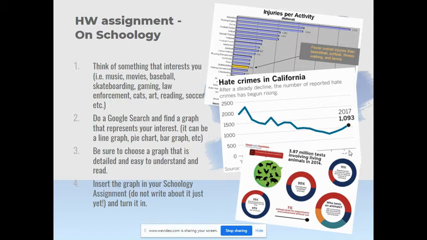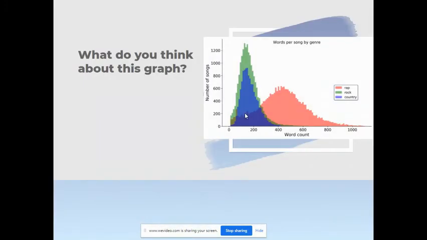Insert the graph into your Schoology assignment. Don't write anything about it just yet. Just insert the graph and turn in your Schoology assignment. Okay, so that's your homework. Find a graph of something that interests you.